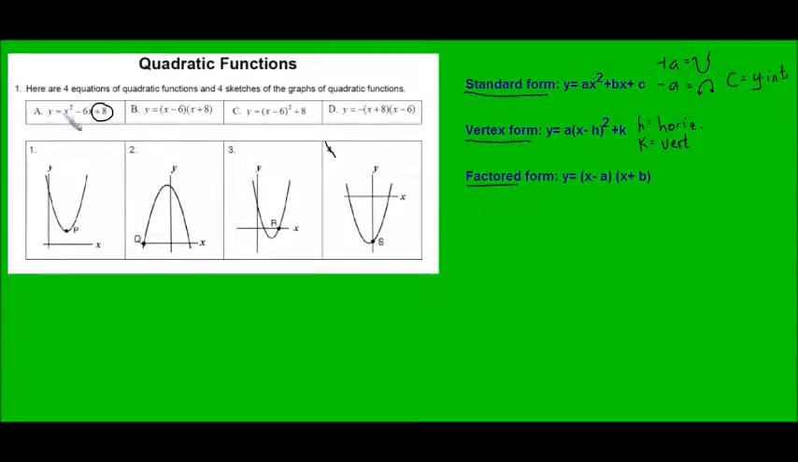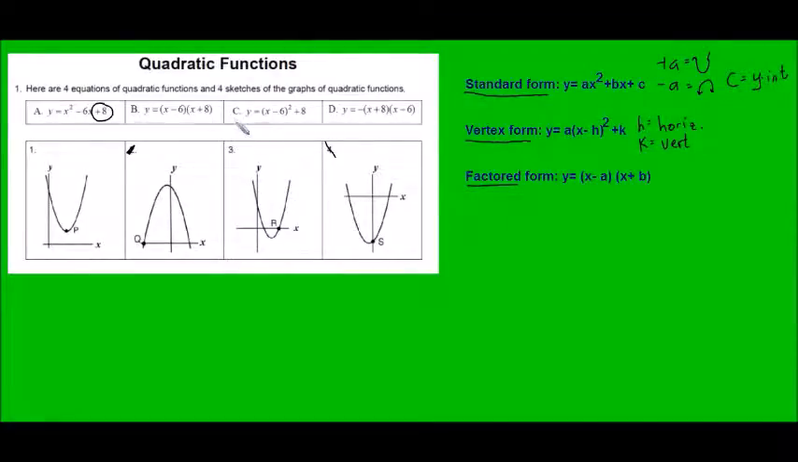We also know A is positive, so it's got to be a happy face. So it could be graph 1. Now it cannot be graph 2. And it could be graph 3 because it's got a positive y-intercept and a happy face.